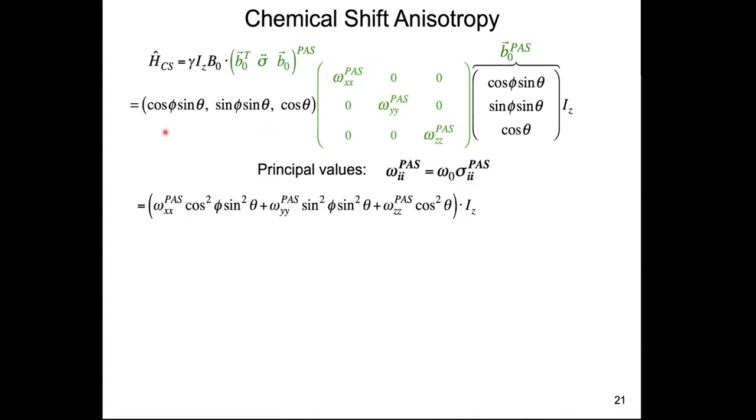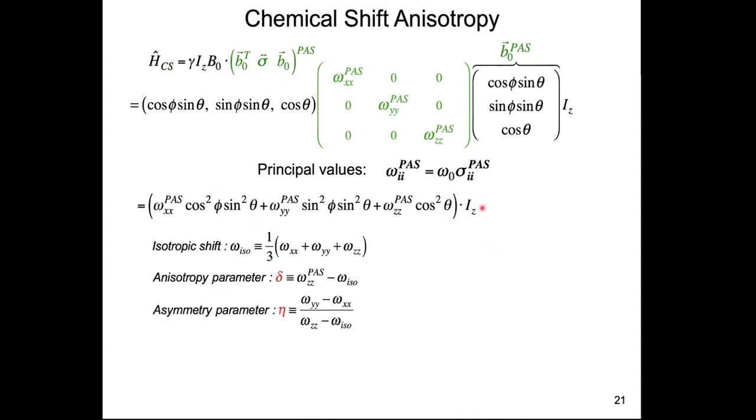And so now you can see when you multiply out this expression, you'll find that the chemical shift frequency is the sum of 3 terms. Each term is the product of the principal value with the square of the B0 component along the 3 directions. This chemical shift frequency expression is correct. And in terms of Hamiltonian, you multiply this with the Iz, the spin operator.